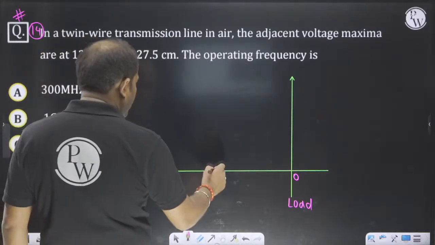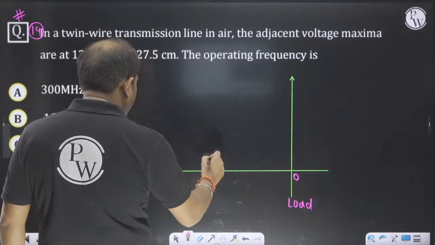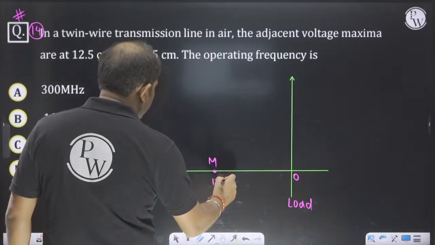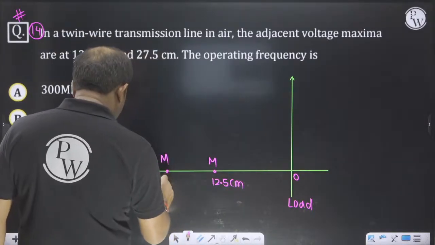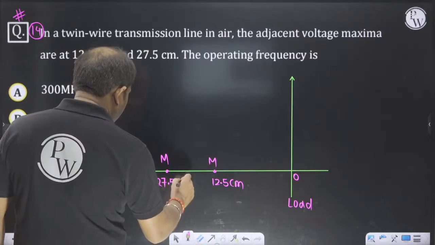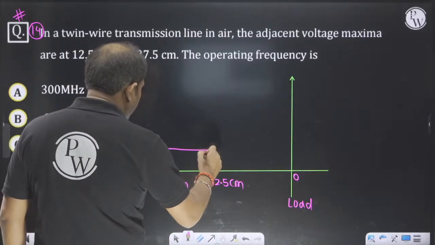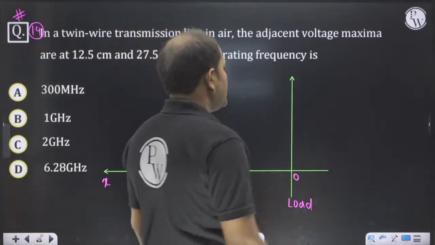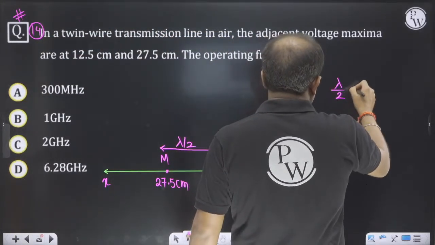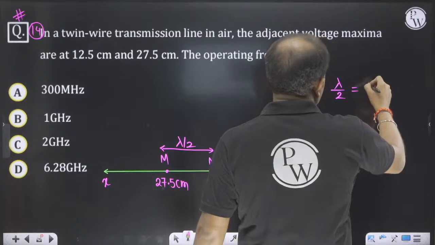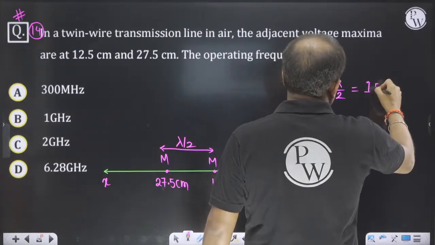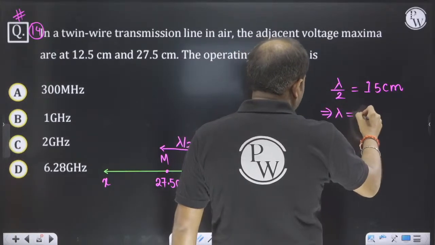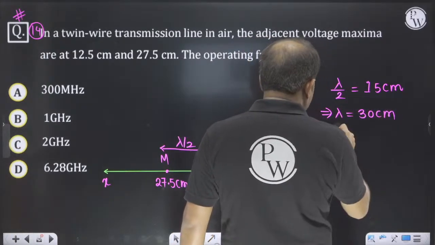So we have V max and a second V max, maxima and maxima. The first one is 12.5 centimeter and the second one is 27.5 centimeter. The distance between them is lambda by 2, and lambda by 2 is 15 centimeter. So lambda is 30 centimeter.